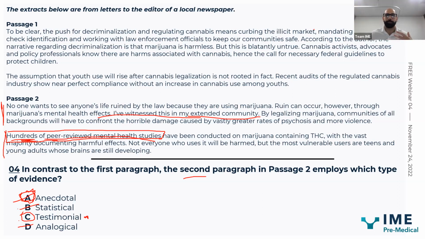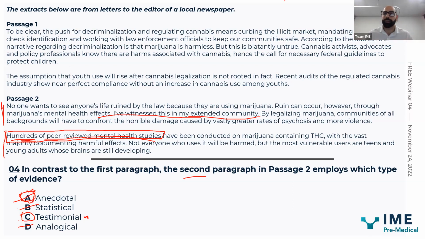If it said that it's been conducted on marijuana containing THC, and they showed the harmful effects, 65% of teens in this age group had psychosis, and 30% had debilitating lives, XYZ, that's statistical evidence. Whereas if you're talking about just straight using a peer-reviewed evidence to show your argument has body, that's the key.